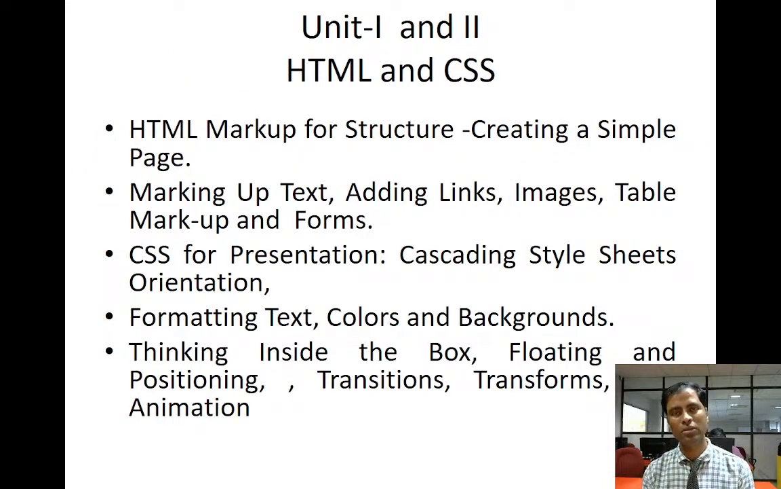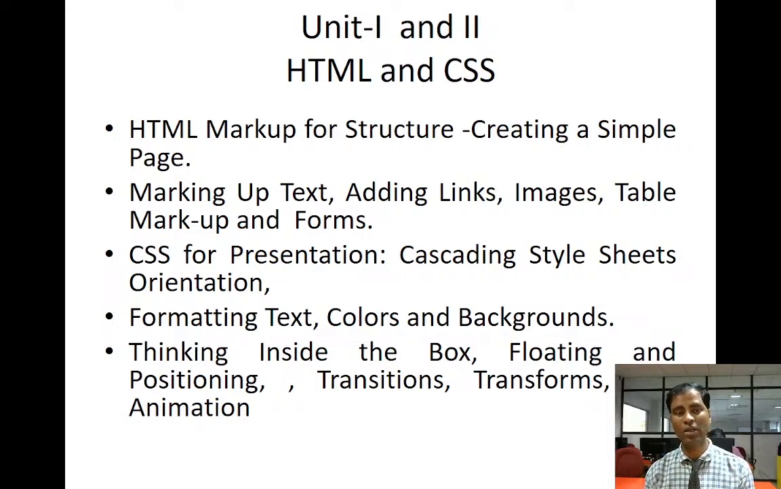Now going unit-wise, unit 1 is on HTML and unit 2 is on CSS, wherein hypertext markup language helps you to build a web application. So every web page will have hypertext markup language included in it. The markup language focuses on the text, adding of links, images, table markup, creation of forms. So all these are the components of hypertext markup language.